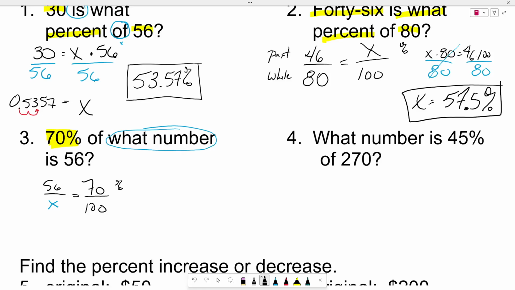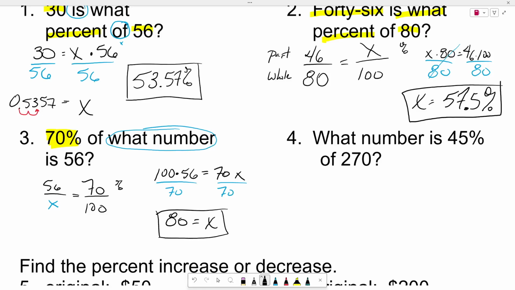So to do this one, I'm going to have 100 times 56 is equal to 70 times X. We would divide both sides by 70. Get your handy dandy calculator out, and we would do 100 times 56 divided by 70, and we see that it is 80. So the number that is missing in this case is 80.